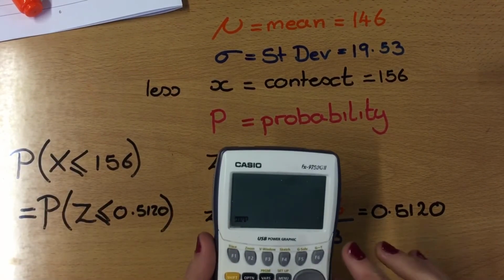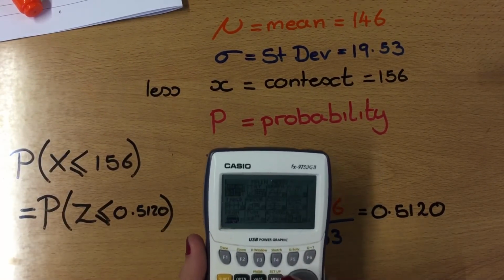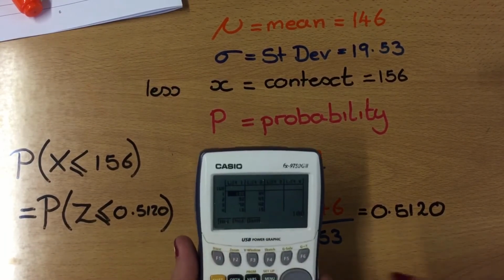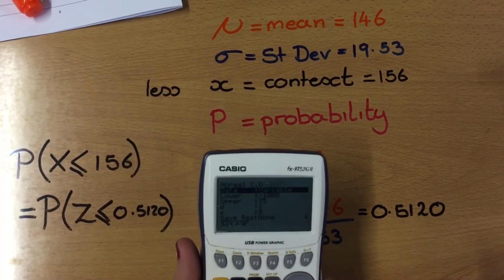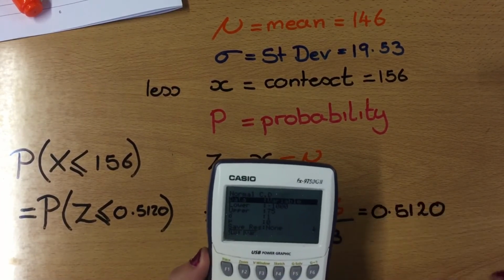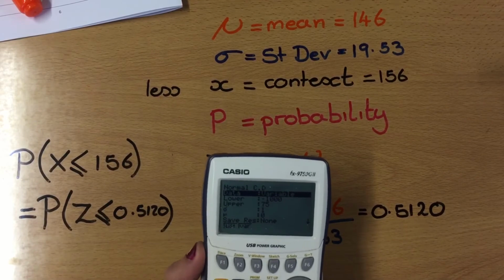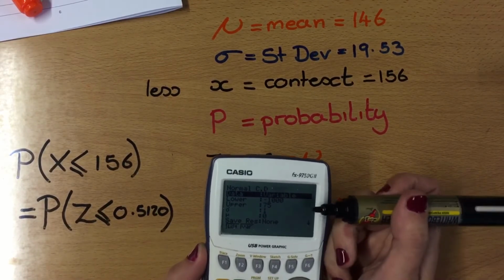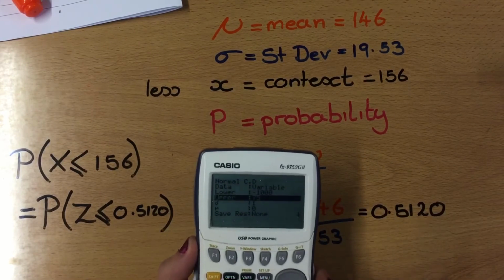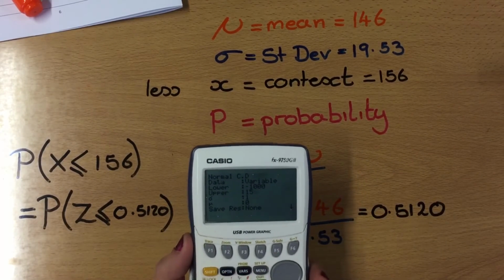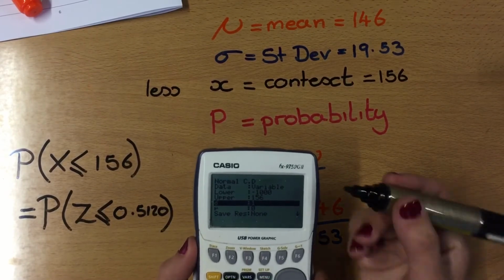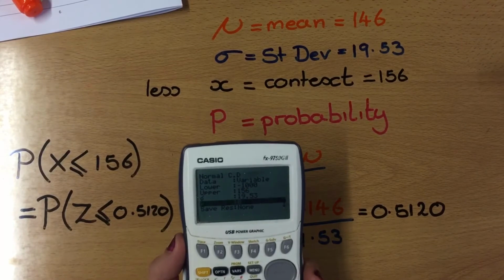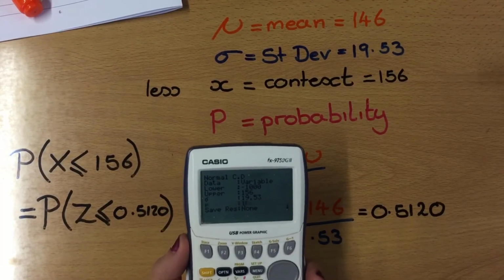Now, slightly weird bits. We are doing stats. It is a distribution that is normal, and we use the middle one. So for this, we don't know the lower bound, so we just put in something big and negative. We know what the upper bound is, it's 156. We know what our standard deviation is, it's 19.53. And we know what our mean is, it's 146.